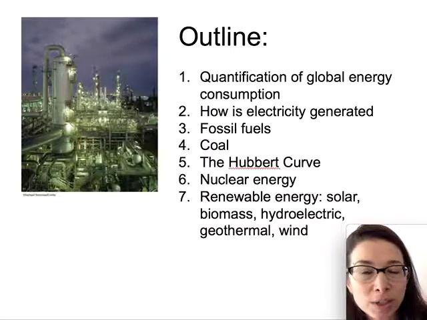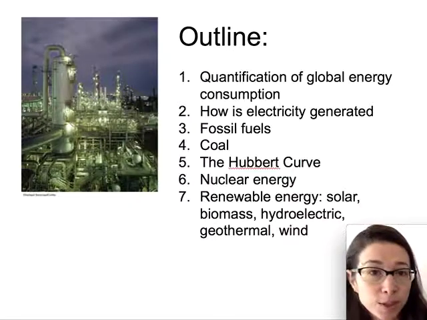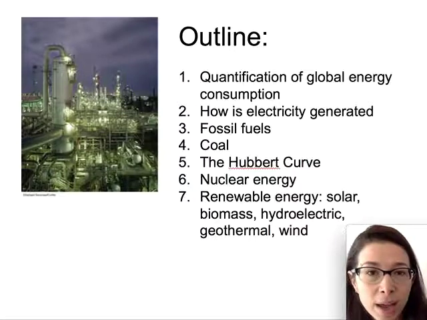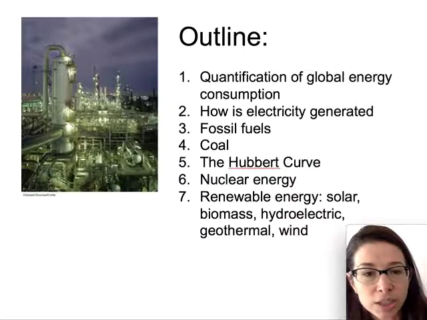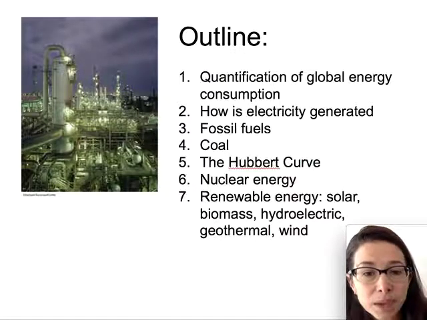So we're going to discuss how electricity is generated through fossil fuels such as coal and other sources. We're going to discuss the Hubbert curve and what that means. We're going to talk very briefly about nuclear energy, and then we're going to spend some time discussing renewable energy. So solar energy, using biomass to generate electricity, hydroelectric, geothermal, and wind are all examples of renewable energies.